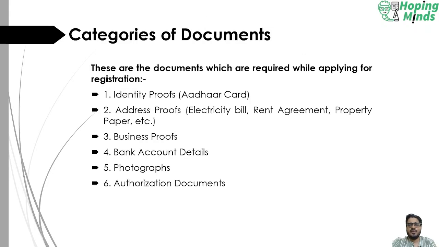So what are the different set of documents that are required while applying for registration? First one is identity proofs, like Aadhaar card. Next one is address proof. Address proof includes electricity bill, rent agreement, property papers, etc. Next is business proof. Business proofs are like Udyam registration certificate, partnership deed, certificate of incorporation, etc.